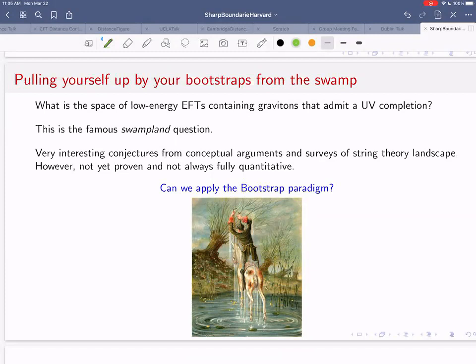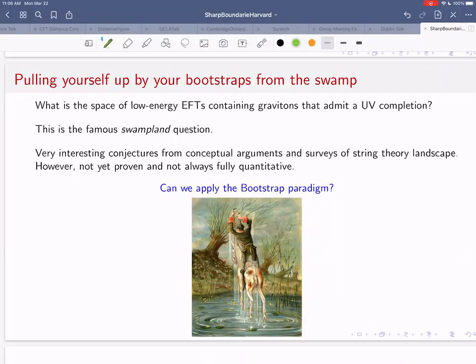However, I think it's fair to say that many of these conjectures have not been proven, and some of them are not really fully quantitative. Even something like the weak gravity conjecture comes with an order 1 numerical coefficient that appears to be model dependent, and one would really like to do better and have a more definitive and sharp criterion to distinguish which effective field theories are part of the swampland and which are not.